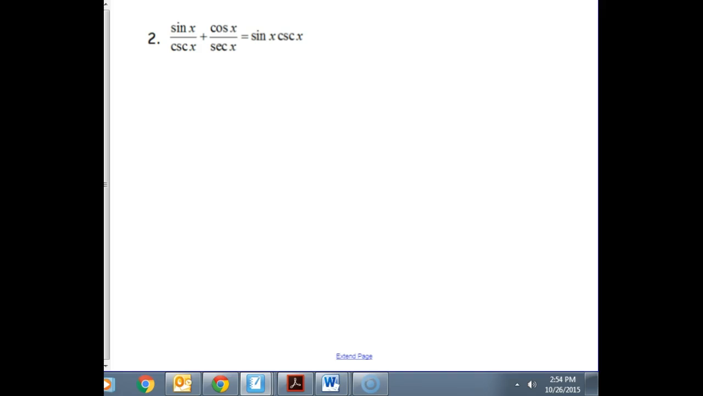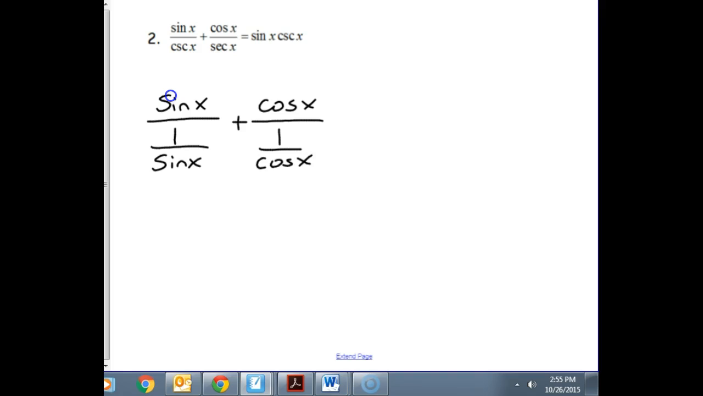Number 2, what should we actually look for? More things to actually work with. So which side should we be working with? I'm going to pick the left side. Okay? First thing that I see, I kind of want everything in sine and cosine. So this would be sine of x over 1 over sine of x plus cosine of x over 1 over cosine of x. Okay, bring down your equal sign.